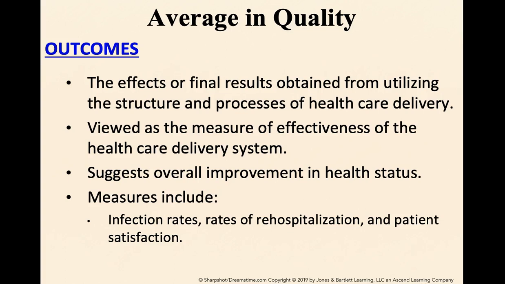So this is viewed as the measure of how effective the healthcare delivery system is, because it is something measurable, and it's something you could put a number on and quantify, like how many of the members of that given population have controlled their diabetes. So some measures include infection rates, rates of rehospitalization. Rehospitalization is actually people being rehospitalized within 30 days for the same reason. We don't want that to happen because we want people, once they're released out of the hospital, to have gotten better because of the structure and the processes that were utilized in giving the healthcare delivery service. And of course, also patient satisfaction.